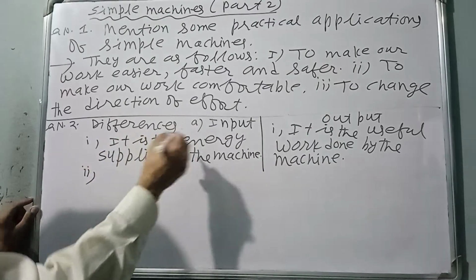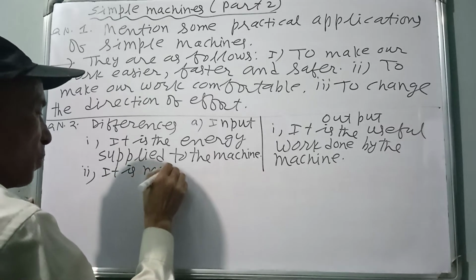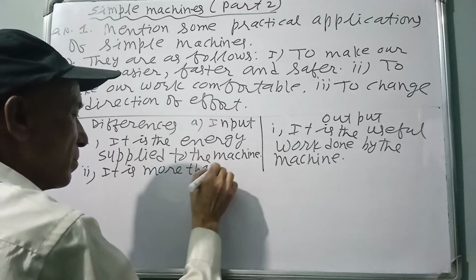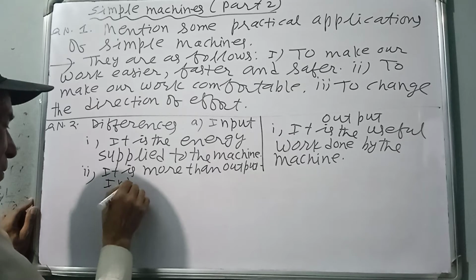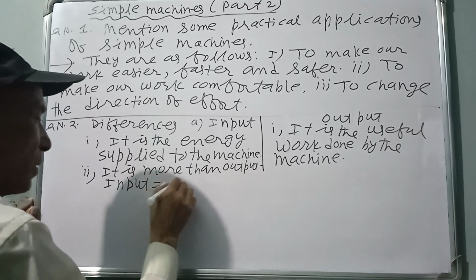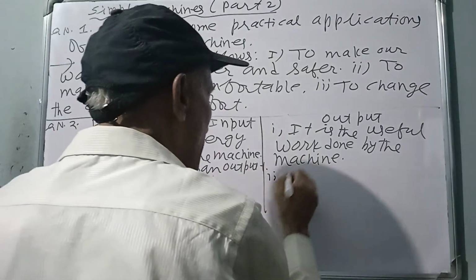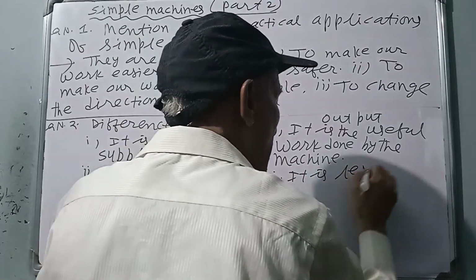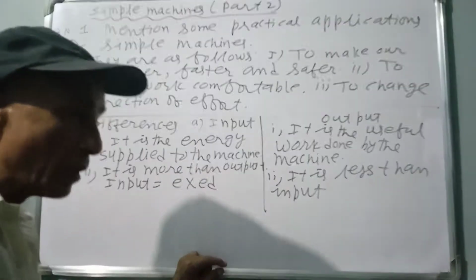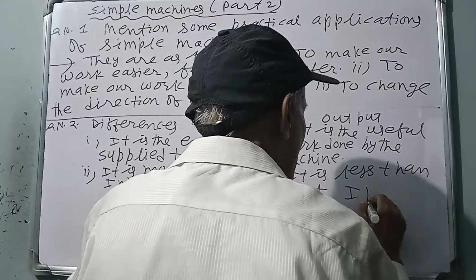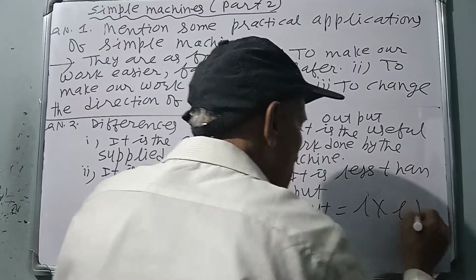Another difference: input is more than output. The formula of input is effort into effort distance. Output is less than input. And the output formula: output equals load into load distance.